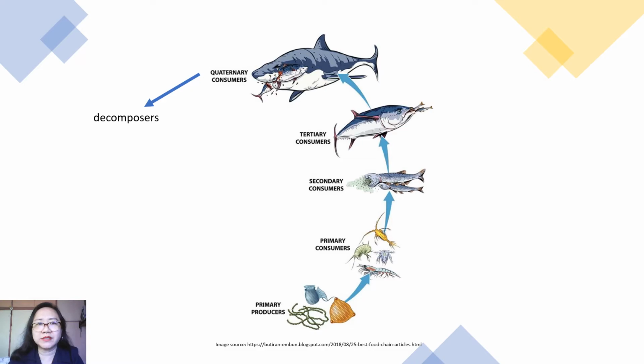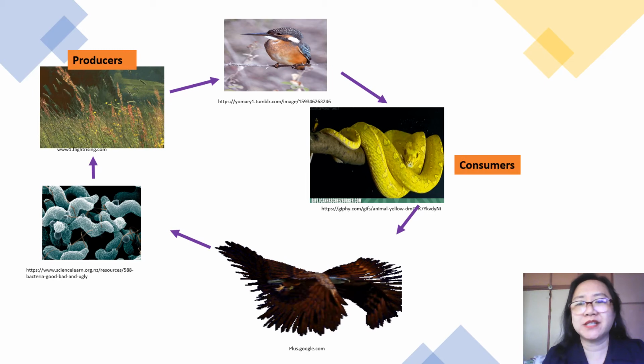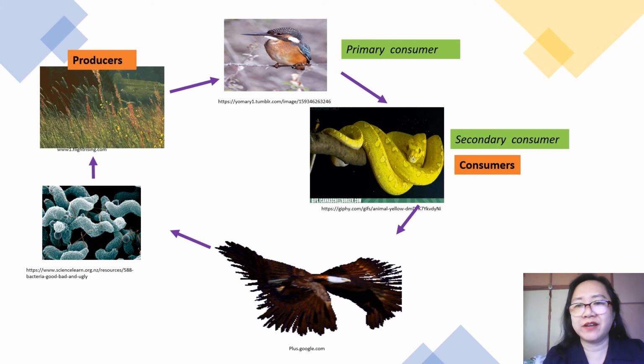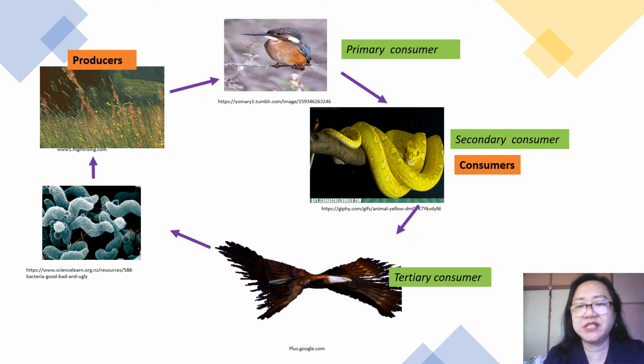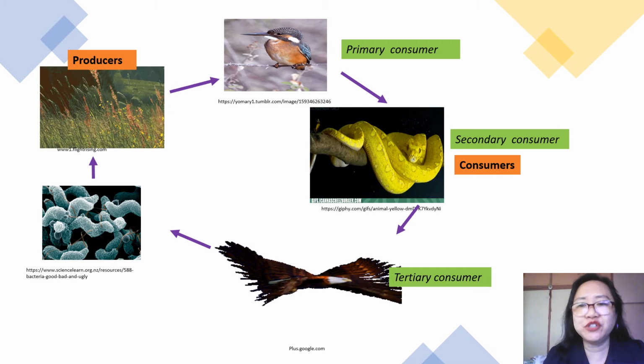A food chain is composed of producers and consumers, and consumers could be primary, secondary, or tertiary. A primary consumer feeds on producers, a secondary consumer feeds on primary consumer, and a tertiary consumer feeds on secondary consumer. Aside from producers and consumers, a food chain is also composed of decomposers.